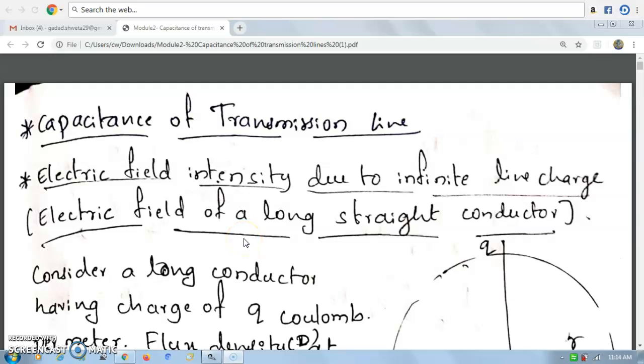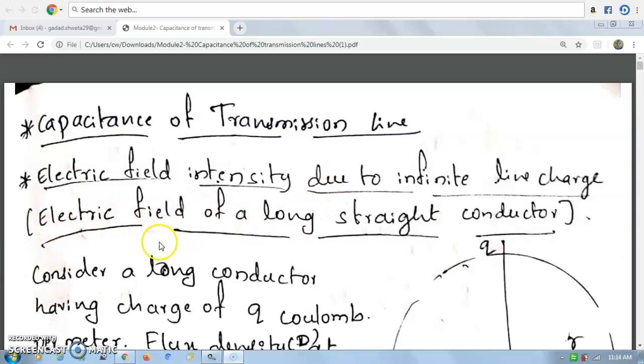Hi everyone. Let's have a discussion on the second part in the second module, that is capacitance of transmission line. Already we have studied inductance of transmission line, that is the first part. In the second module, that is parameters of the transmission line, the same derivations that were done in the inductance, we are going to do here also for the capacitance topic.